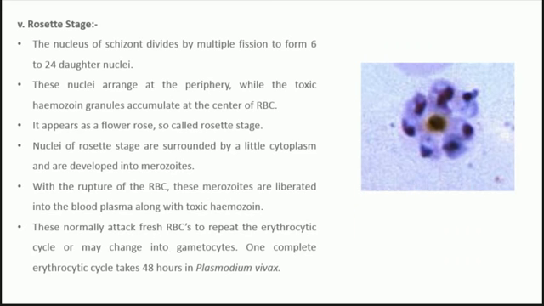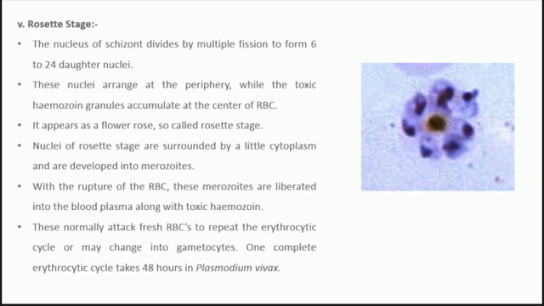Now after this, there is the last stage called the rosette stage. This whole part is the erythrocytic Schizogony. Remember, everything is happening in the RBC itself. So this rosette stage is also in the RBC. The nucleus of the schizont divides by multiple fission to form 6 to 24 daughter nuclei. These nuclei are arranged at the periphery, while the toxic hemoglobin granules accumulate at the center of the RBC.